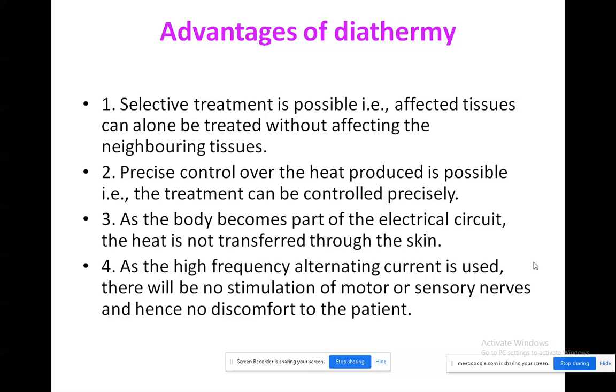The fourth advantage is that there will be no stimulation of motor or sensory nerves, so the discomfort to the patient will be avoided. Here we are going to use alternating current, not direct current. Direct current means the same voltage value is maintained for the whole period, but alternating current varies based on the nerves and affected parts of the body, so you will feel very comfortable with this treatment.